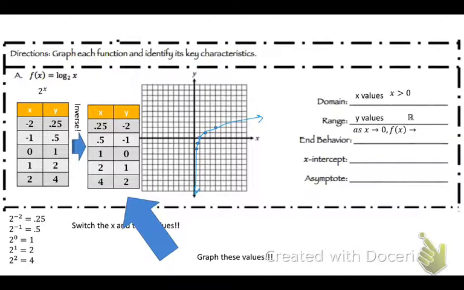Now, in end behavior, as x goes to 0, x doesn't go to negative infinity. It goes to 0. This value right here and this value will always be the same. So if this was a 4, this would have been a 4. If this was 100, this would be 100. Okay? So as x goes to 0, f of x goes to negative infinity. And as x goes to positive infinity, f of x goes to infinity. Okay? X-intercept, it crosses right there at (1, 0). Then my asymptote is the same as my domain boundary, so x equals 0.